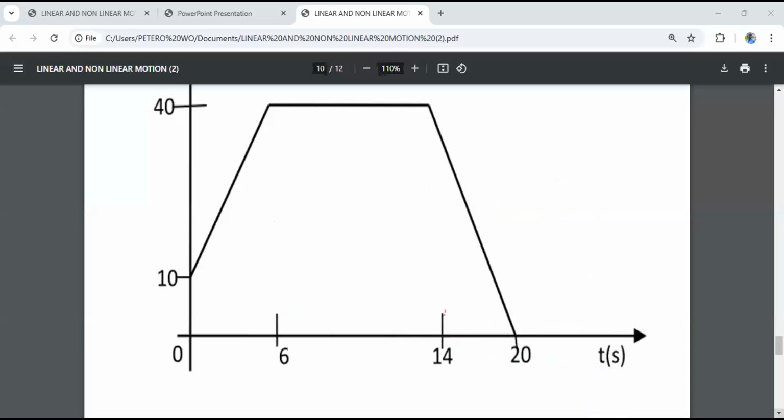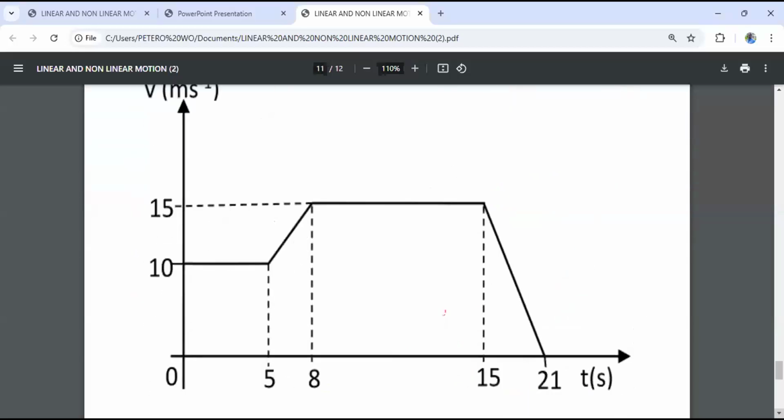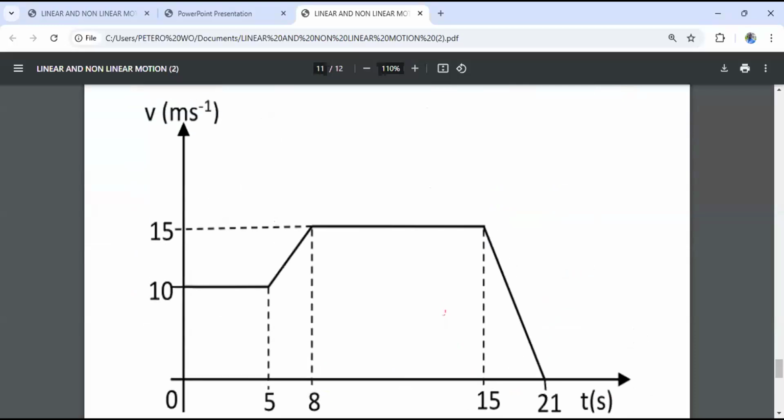Okay, we keep trying. We are going to do more 2. This one is the second last. What is our total distance? And what is the average velocity?